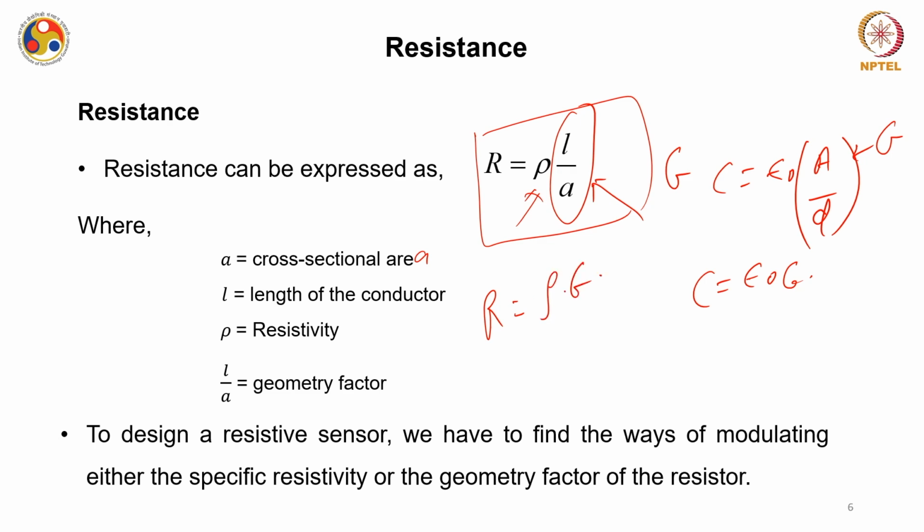To design a resistive sensor, we have to find the ways by which we can modulate either the specific resistivity or the geometry factor of the resistor. Of course, the geometry factor includes two parameters, the length and the cross-sectional area. If we can modulate any of these three parameters, either rho, L or A, and if I am able to detect that, okay, I can make a resistive sensor, okay. We will see some examples of how these properties can be modulated and what kind of sensors we can develop using these simple resistors, okay.